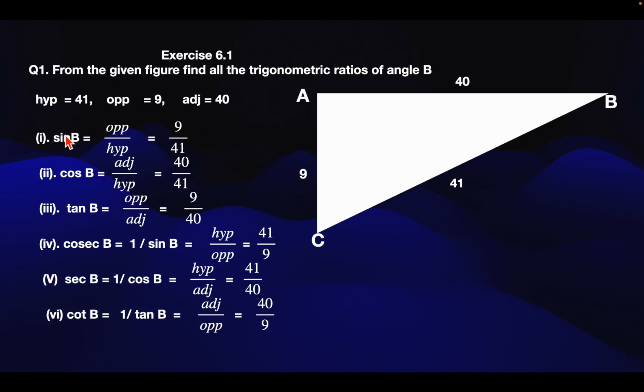Now we can easily write down the ratios. Sin B is opposite upon hypotenuse, 9 upon 41. Cos B is adjacent upon hypotenuse, 40 upon 41. Tan B is opposite upon adjacent, that is 9 upon 40. Cosec is 1 upon sin B, so here it will be 41 upon 9, cosec B. Sec B will be 1 upon cos, so here 41 upon 40. You just have to flip it over. Reciprocal you have to write. Cot B is 1 upon tan B, so it will be 40 upon 9. Okay. Next sum.